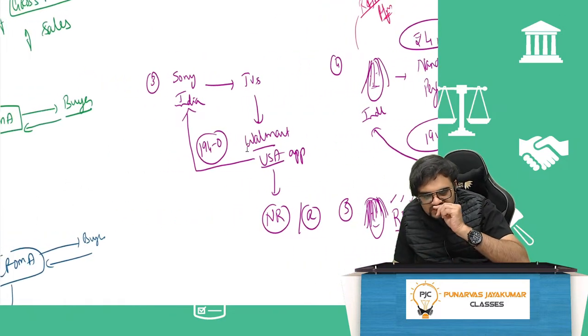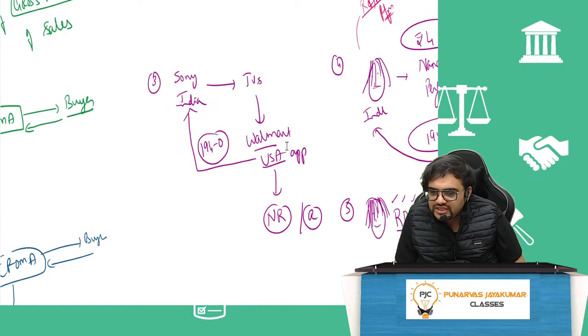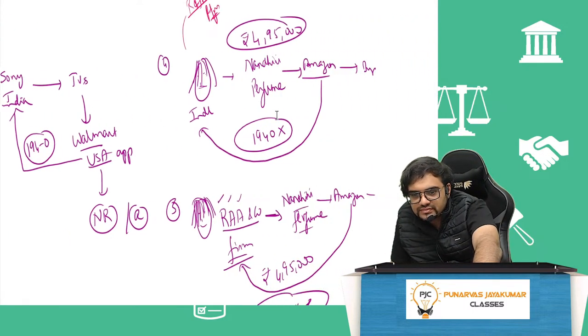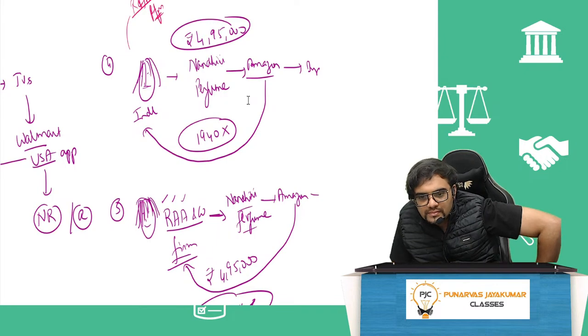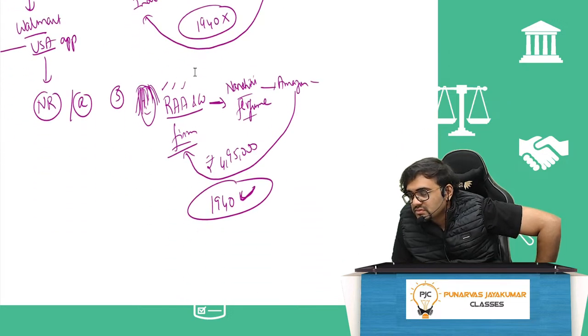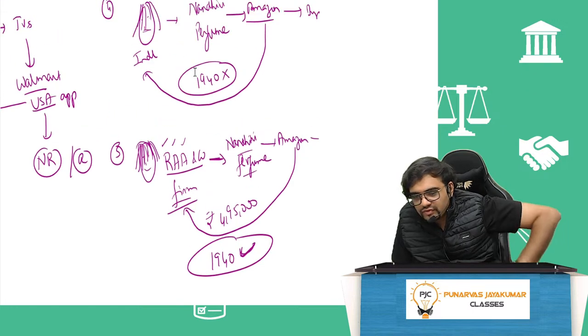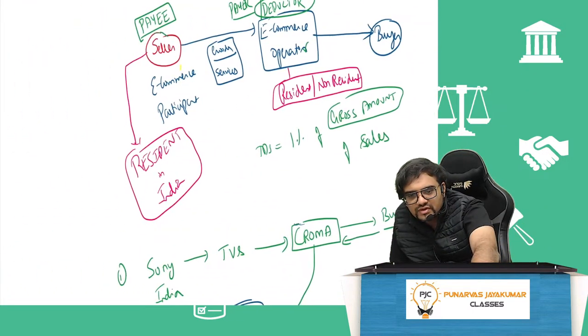Sony India is selling TVs to Walmart USA. Definitely 194O will come, because Walmart USA can be resident or non-resident, doesn't matter. But if an individual is selling less than 5 lakh rupees, 194O will not come. So if an individual is selling some perfume through Amazon and the payment made to the individual is 4,95,000 rupees, it will not come. On the other hand, if you are a partnership firm, the exemption is only for whom? Individuals, not for partnership firm. That is the gist of 194O.